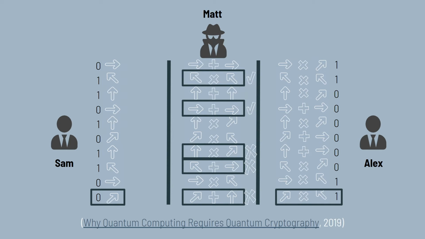Look at the last row, for example. Sam used the diagonal basis and measured it to be the 0 bit. Alex measured the photon using the same basis, but received a 1 instead. This inconsistency was caused by Matt measuring the photon with the rectilinear basis, tampering with the transmission to Alex.